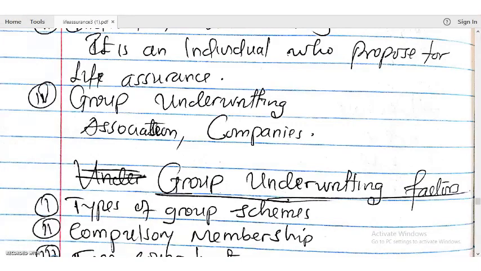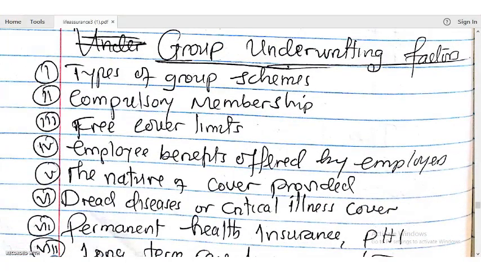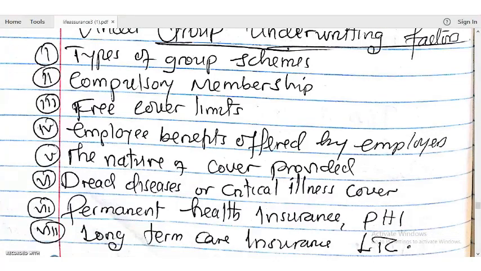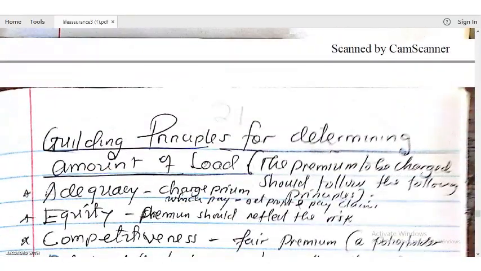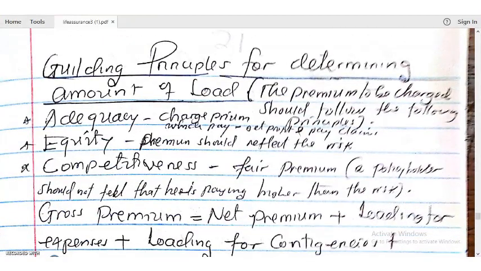So group underwriting factors, tumezifunza za individual, now is the group. Types of group schemes, compulsory membership, free cover limit, employee benefit. So hizi ndio factors za underwriting za group. So long term care insurance, permanent health insurance, grade disease or critical illness cover, the nature of the cover provided, and things of the kind. Guiding principle for determining amount of load. Principles for underwriting. So tuna principle ya kwanza lazima iwe adequate, ya pili ni equity, nyingine ni competitiveness.